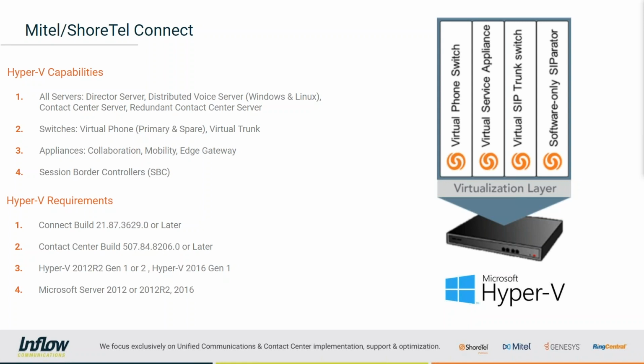They do have support for 2016 Gen 1 as far as that goes. So if you're looking to migrate from 2012 to 2016, just make sure that it's currently set to Gen 1 on your 2016. I do know they are doing some testing on Gen 2 in newer server OSs as well, but right now your 2012 R2 and 2016 are, I would say, our recommended versions for Connect.